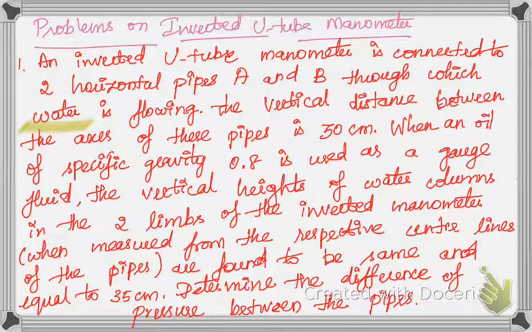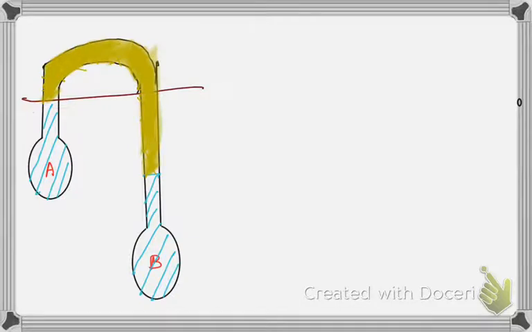The vertical distance between the axes of these pipes is 30 centimeter. So they have given that the pipes are not at the same level, they are at different levels. So what we have to do is construct a diagram. Here I have constructed a diagram.